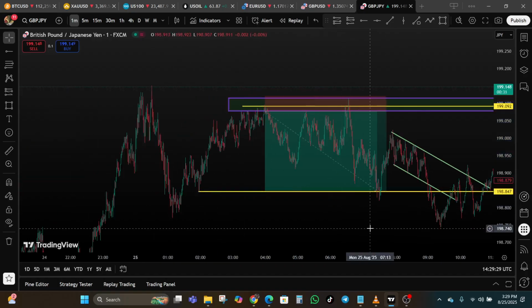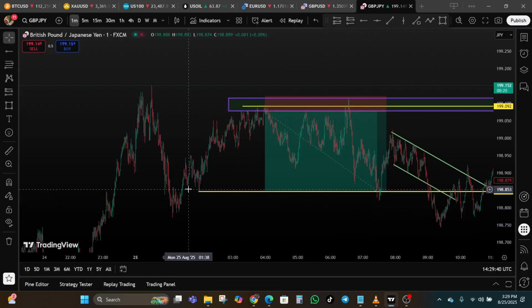Remember that your exits should also be strategic. You can target the next intraday support or resistance level for your exit, depending on if it's a sell trade or a buy trade, obviously. Since the M1 chart moves fast, your exit planning is just as important as your entry.